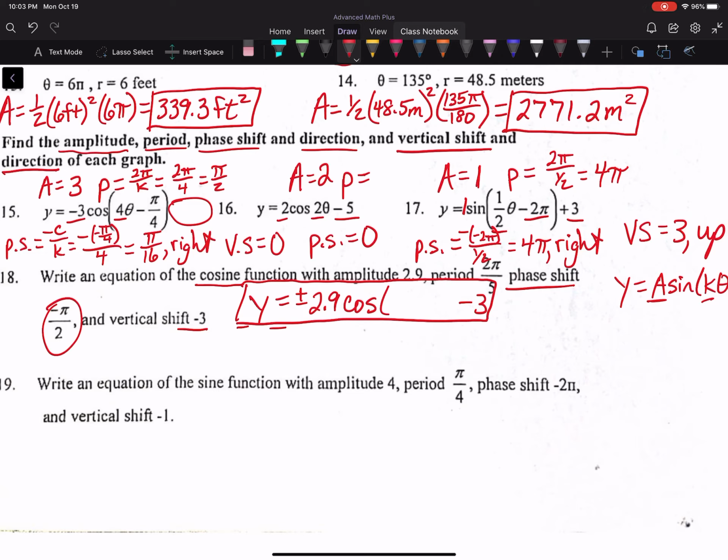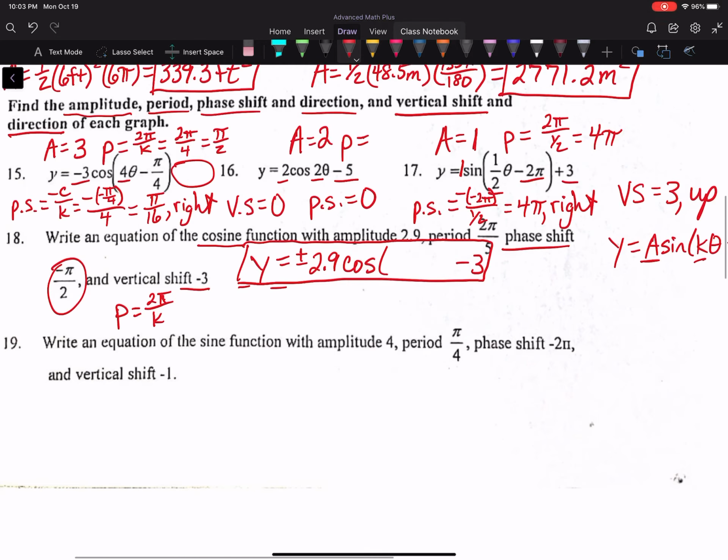All right, let's try this again. The period is 2 pi over k. I'm an idiot. All right, so 2 pi over k equals, the actual period for this one is 2 pi over 5. So since 2 pi is on top, I know k has to be 5. So that's a little easier. 5 theta.